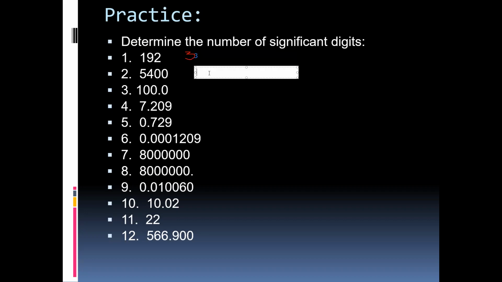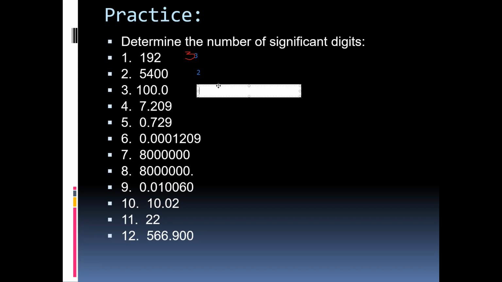For this one, we have, again, no decimal. So we're moving right to left. And the first digit we encountered is a 0. So that doesn't count. Neither does the next one. So the first one that we have is the 4. Therefore, this is 2. Next one, we do have a decimal. Therefore, we start from left to right.